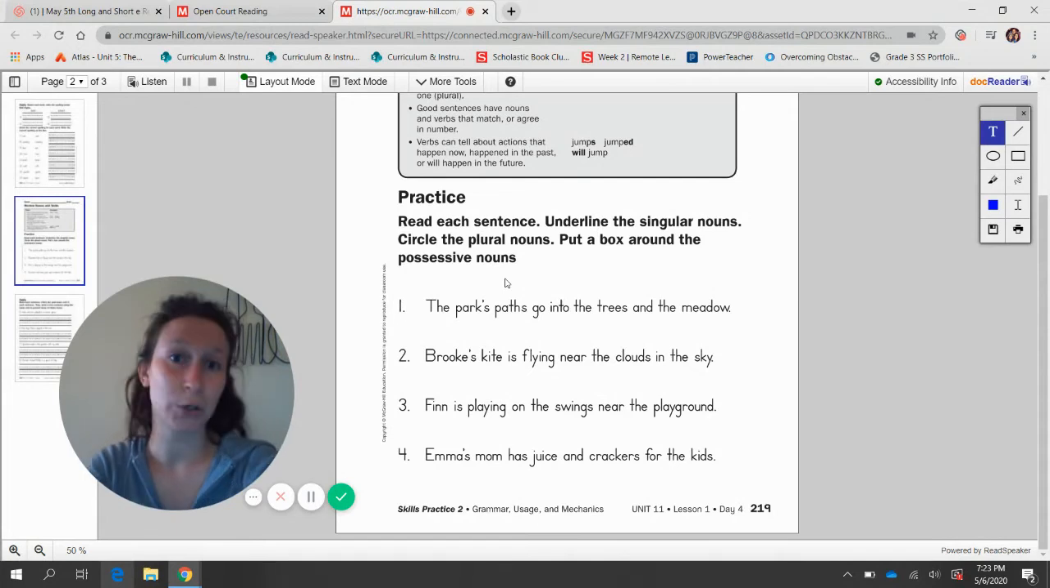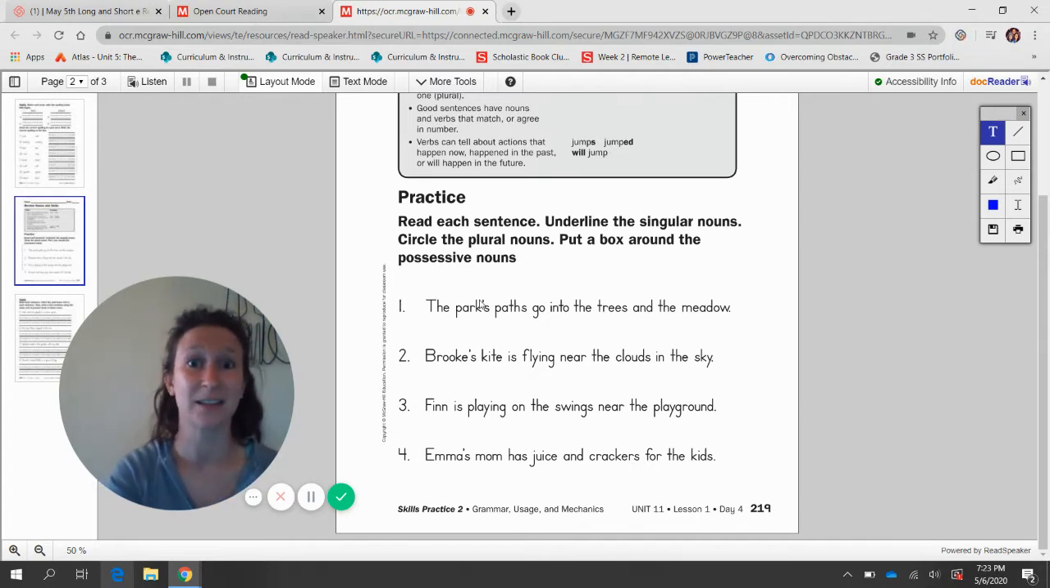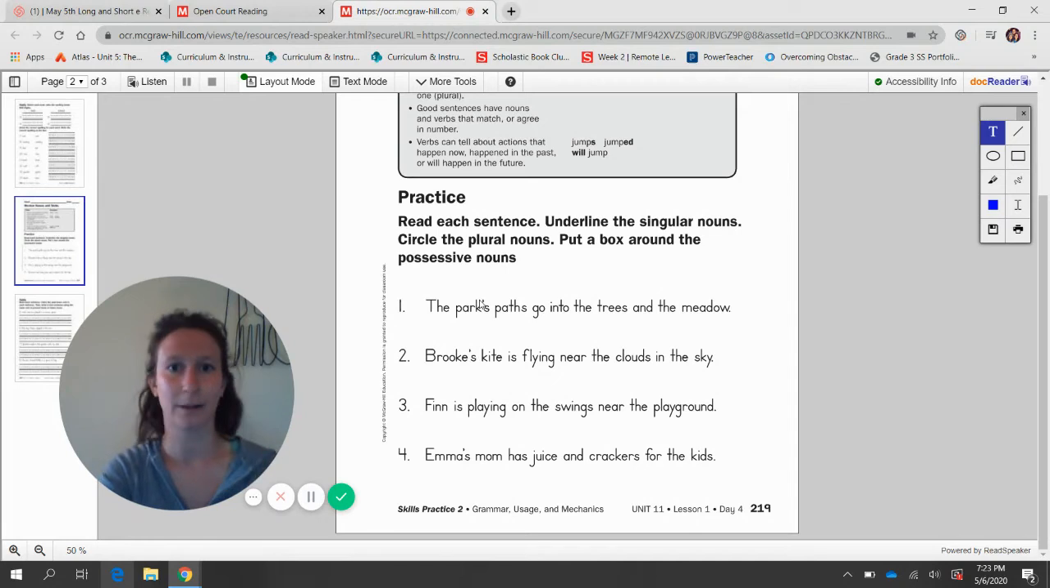So I don't want you to stress out about this. What you can do is first look for the singular nouns in line 1. Then we'll look for the plural nouns in line 1. Then we'll look for the possessive nouns in line 1. So I don't want you to feel like you have to find them all at once, because that can be very stressful and you might forget to circle some or box some or underline some.